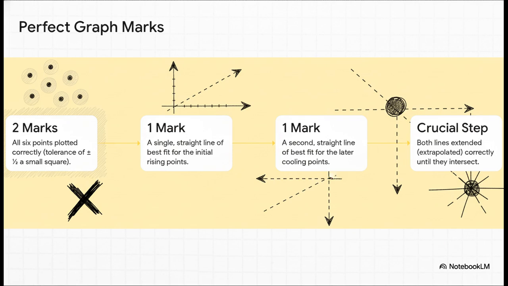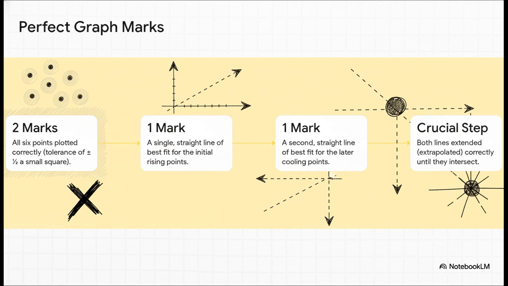Now check this out. This is where it gets really interesting. You get a full 2 marks. That's half the points for this section just for plotting the 6 points correctly. That is a huge win for just being careful. Then you get a mark for your first line of best fit and another for the second line of best fit. And that final crucial mark, it's for extrapolation.